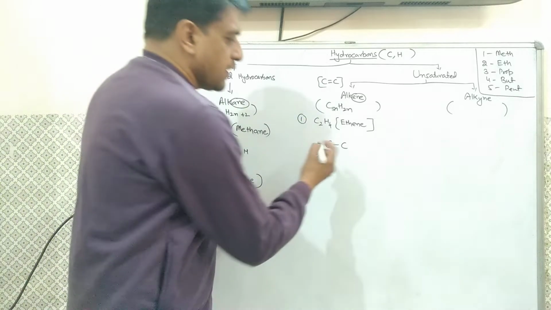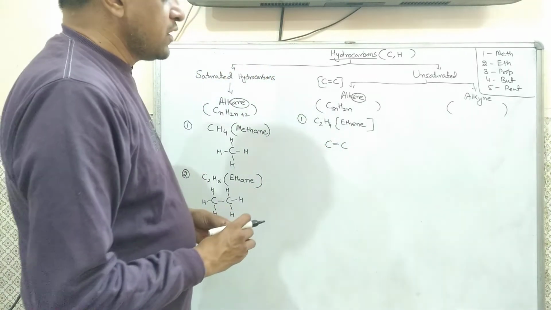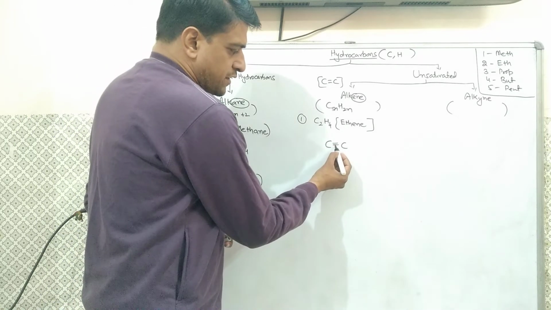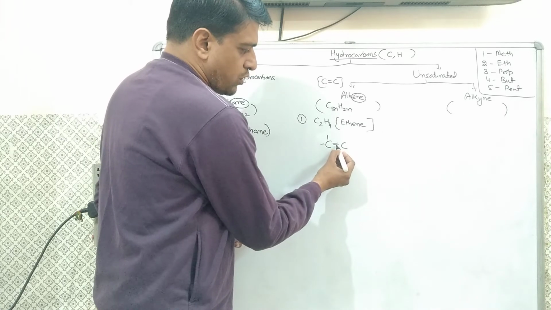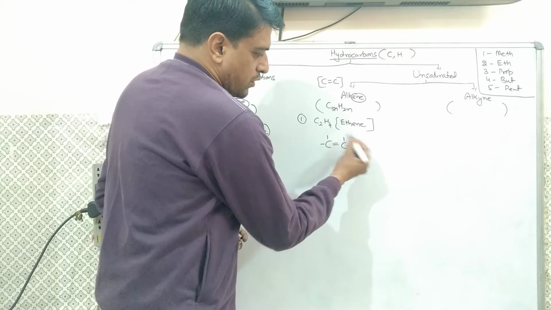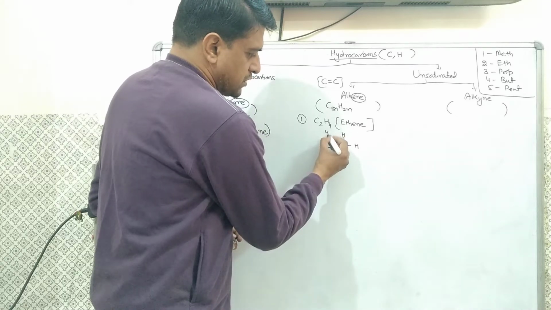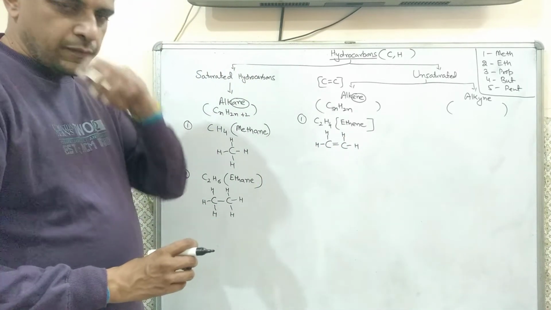You can draw 1 double bond between the 2 carbon atoms. This is the double bond. Now complete the valency of each carbon. This carbon already has 2 bonds, so you have to draw only 2 more, and this carbon has 2 already, so you have to draw 2 more bonds, with 1 hydrogen for each bond. This is the structure for ethene.